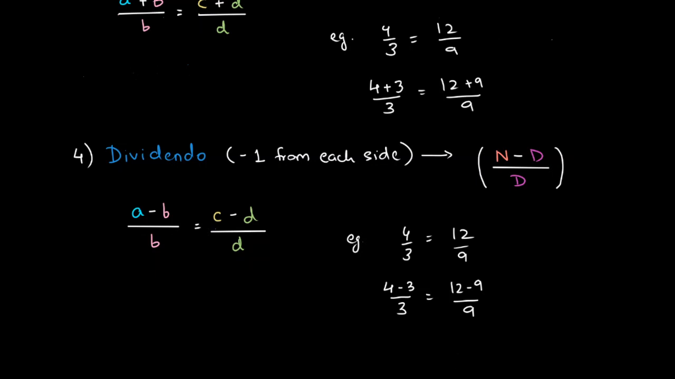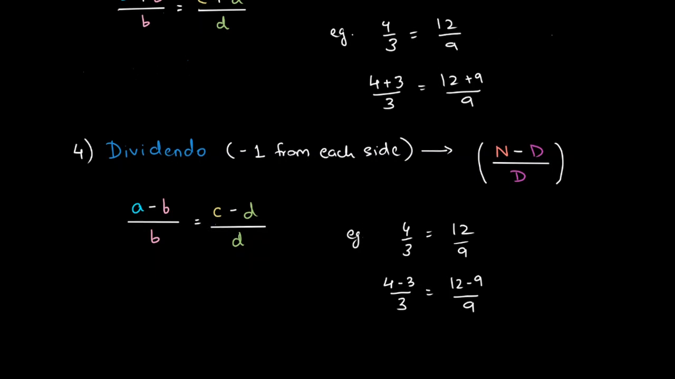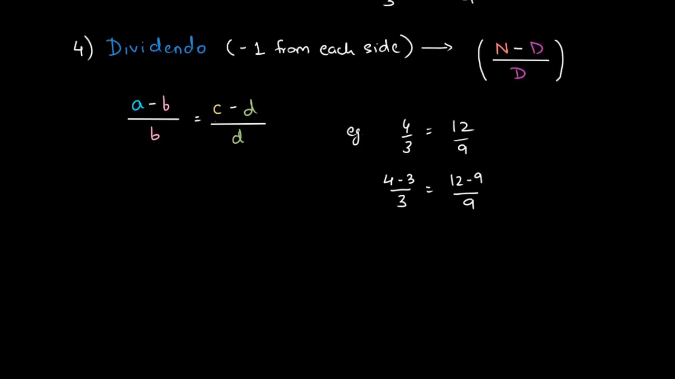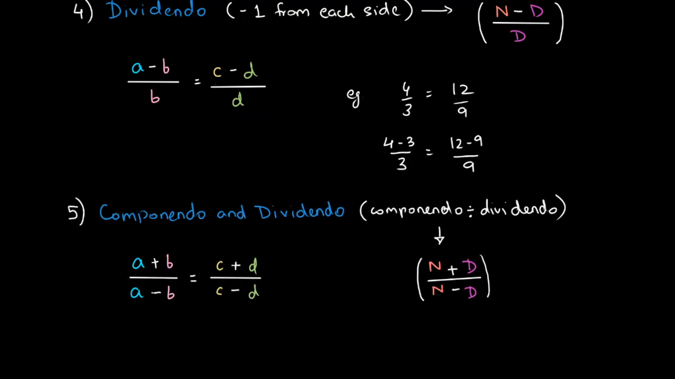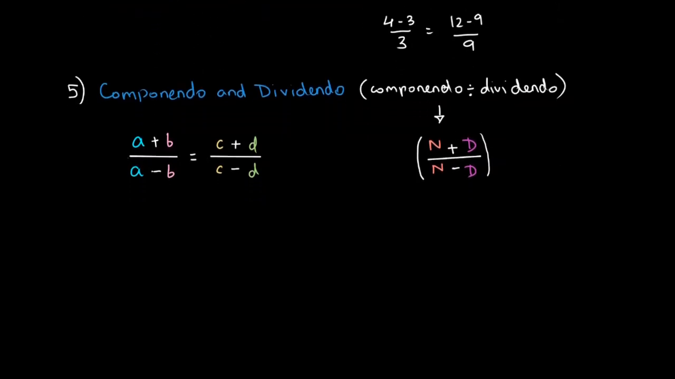So far we've seen 4 properties: invertendo, alternando, componendo, dividendo, right? This final property is the most important, or the one most commonly asked in our exams, which is componendo and dividendo, which is basically the division of the componendo part by the dividendo part. So we end up with numerator plus denominator upon numerator minus denominator, right? This is what they ask most of the time in our exams.